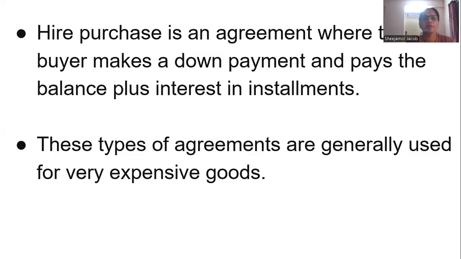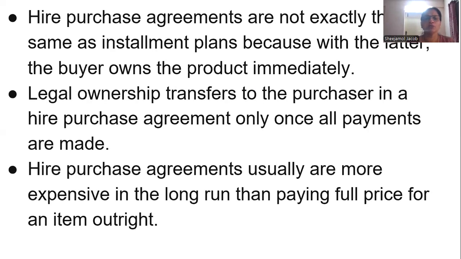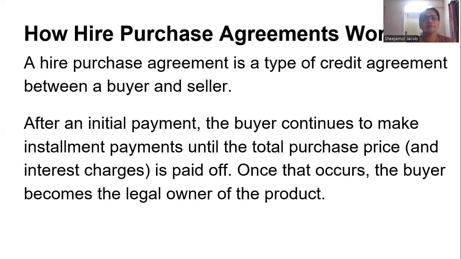Hire purchase is an agreement where the buyer makes a down payment and pays the balance plus interest in installments. These types of agreements are generally used for very expensive goods. Hire purchase agreements are not exactly the same as installment plans because of ownership. In an installment system, the buyer owns the product immediately. In a hire purchase agreement, legal ownership transfers to the hire purchaser only once all the payments are made. Hire purchase agreements usually are more expensive in the long run than paying full price for an item outright.